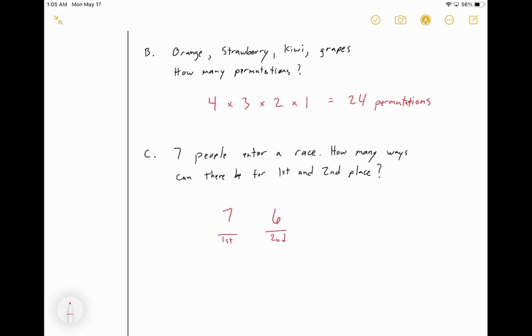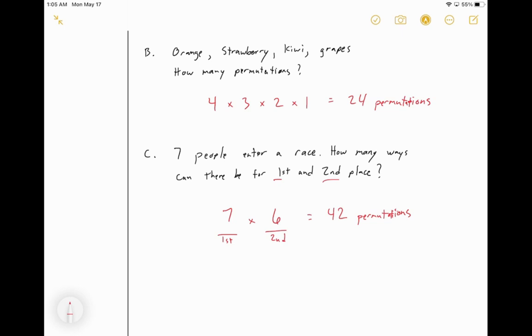Now you might think, okay, now I go down to 5 times 4 times. No, but remember, I'm only worried about 2 places, first and second. So I'm just going to multiply 7 times 6. So there are 42 ways that they could finish. Let's say only first and second get medals. There's 42 different possibilities for how people get medals. So the difference with this type of problem is that you do not go all the way down to 1. You only go with how many spots you're looking for.